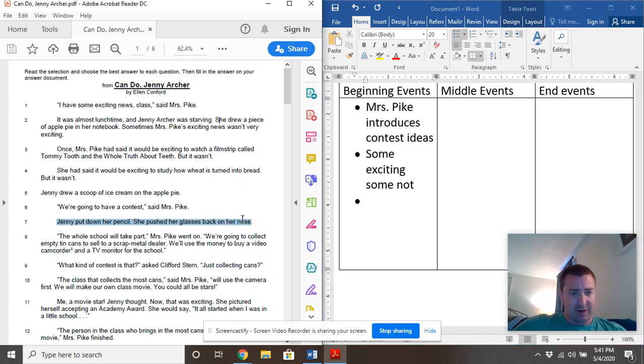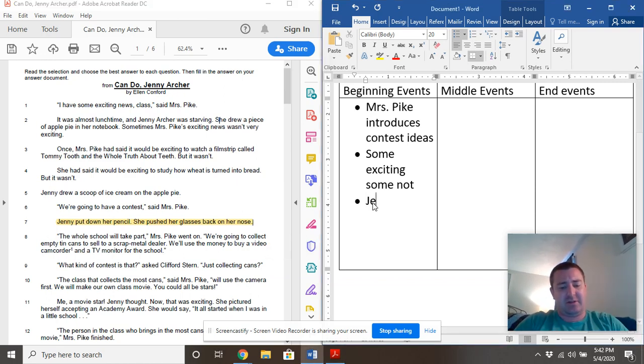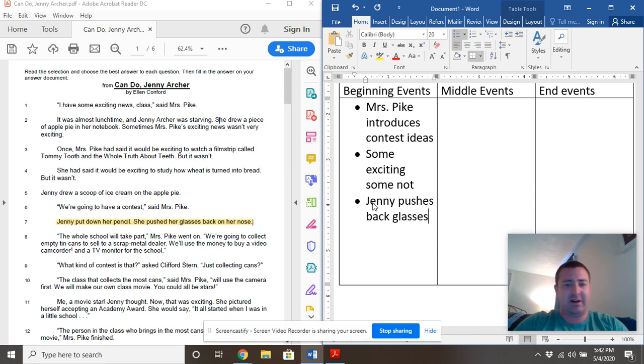I like this bit where you could tell that something's different about this one because Jenny pushes back her glasses, right? So I'm going to actually add that in there. I'm going to say Jenny pushes back glasses because now we're introducing the character. And then we need to introduce what the contest is. So we sit down here to paragraph 10.